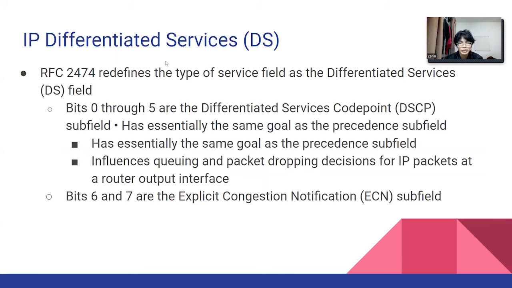Next, we move on to differentiated services, or DS. RFC 2474 redefines the type of service field as the differentiated service field. Bits 0 through 5 are the differentiated service code point subfield, or DSCP. It has essentially the same goal as the precedence subfield, and it influences queuing and packet dropping decisions for IP at a router output interface. Bits 6 and 7 are the explicit congestion notification subfield, or ECN.